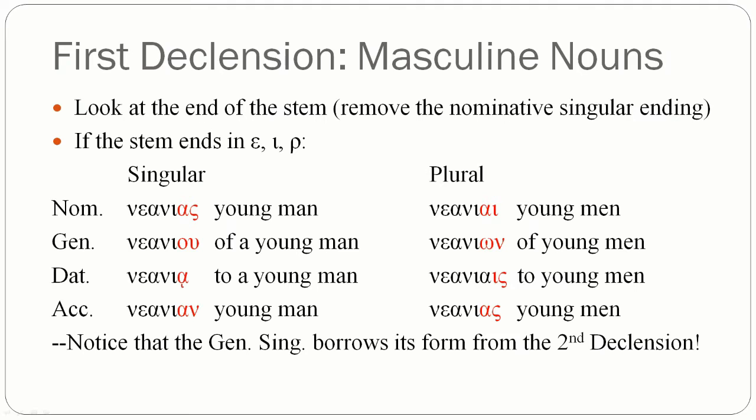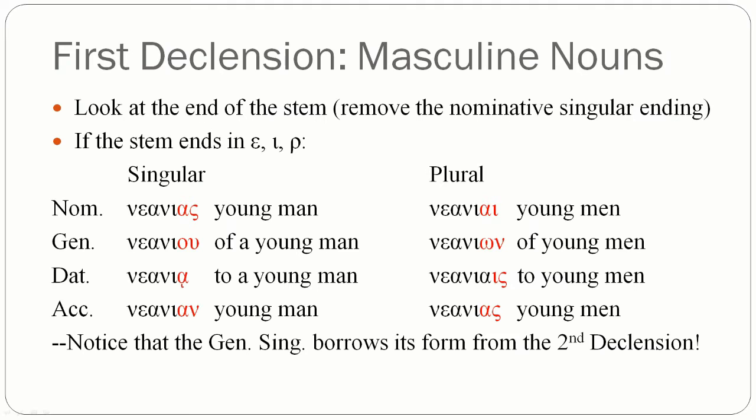But yeah, for some reason, just that genitive singular offended their sensibilities, so they went and cheated and took the second declension form. Otherwise, all of the plural forms, once again, it doesn't matter that these are masculine first declension nouns. As long as it is a first declension, those plural endings are going to be the same. Okay, alpha iota for the nominative plural, omega nu for genitive plural, alpha iota sigma for dative plural, and alpha sigma for accusative plural.